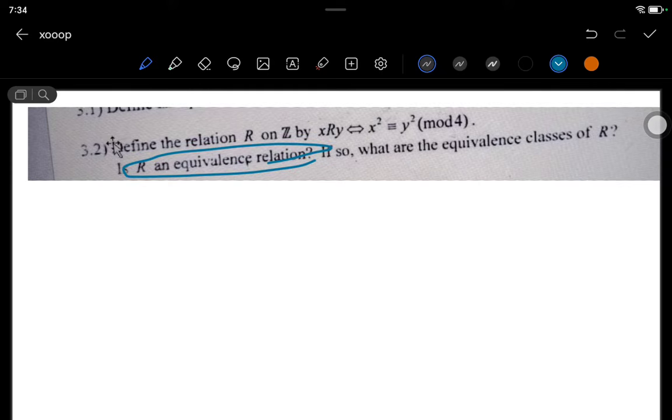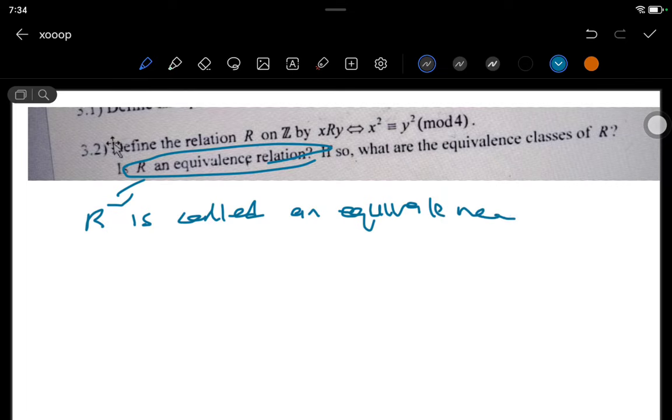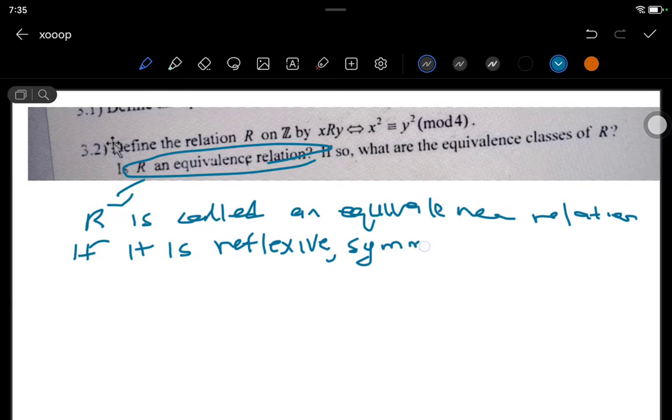Remember, when we talk about an equivalence relation, we say that R is called an equivalence relation if it is reflexive, symmetric, and transitive. That's when we can call something an equivalence relation.